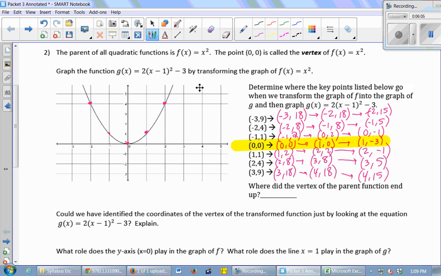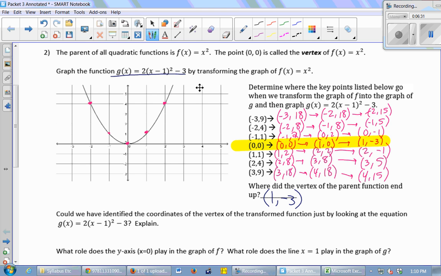So 0, 0, it started at 0, 0. After applying the 3 transformations, it landed at 1, -3. Okay. So my vertex ended up at 1, -3. Could you have identified that point, 1, -3, by looking at the equation? Go back up to the equation for g of x. Do you see 1, -3 in there?